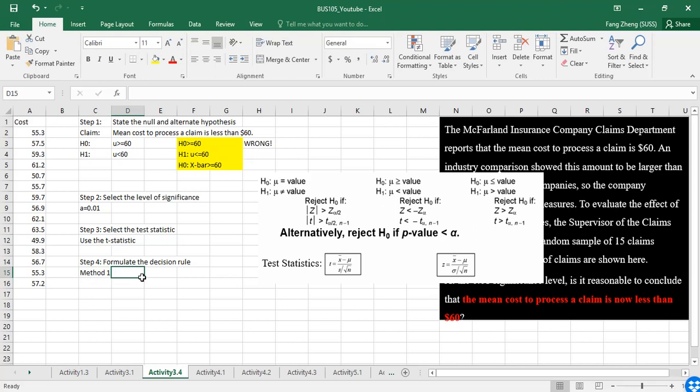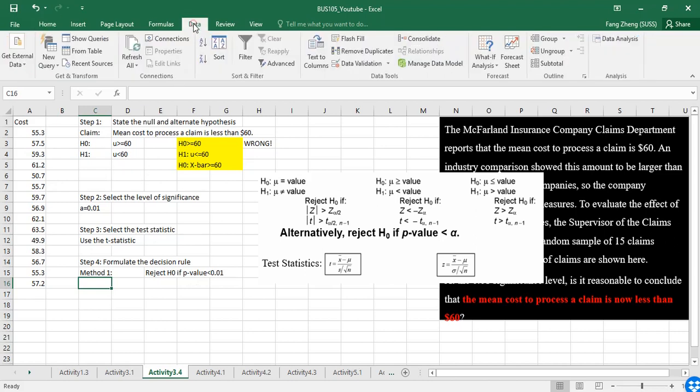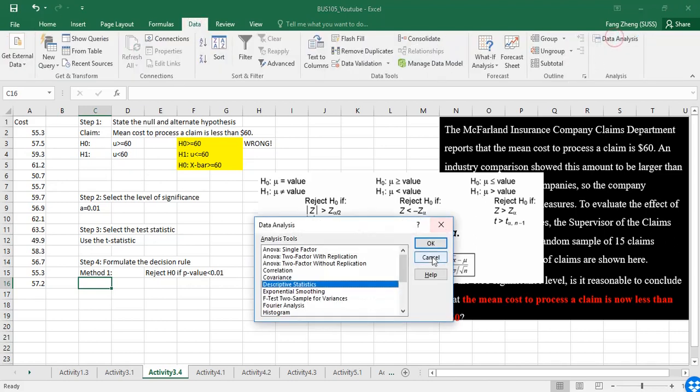So how to formulate the rejection rule is: reject the null hypothesis if our p-value is smaller than alpha. Alpha here is 0.01, so you can write 0.01 directly here. Okay, next we need to see what the p-value is given this sample data, right? So how should we do it? We go to data analysis.